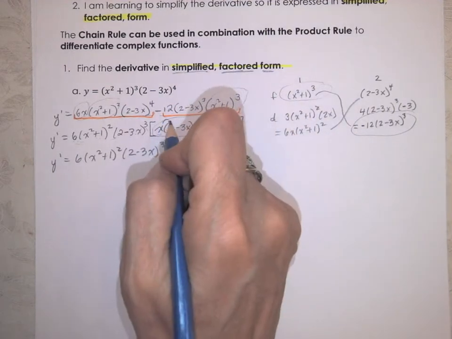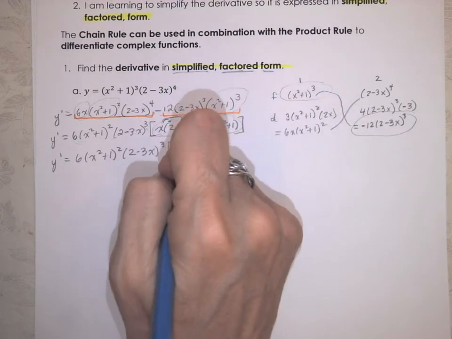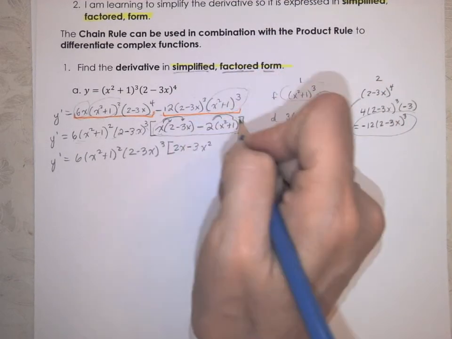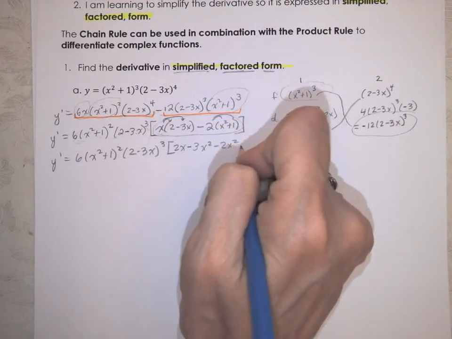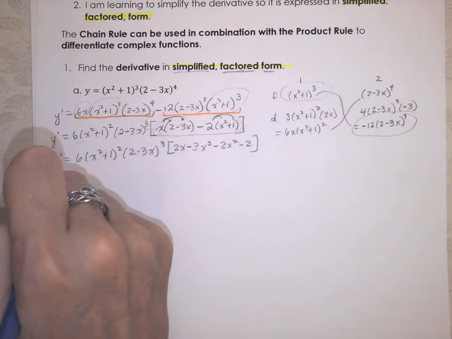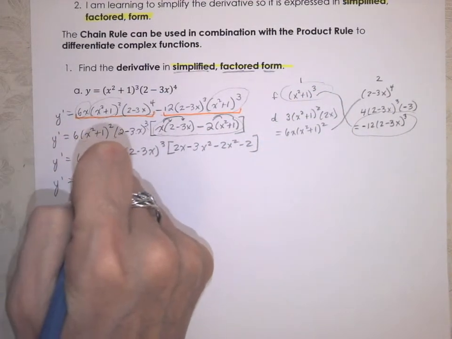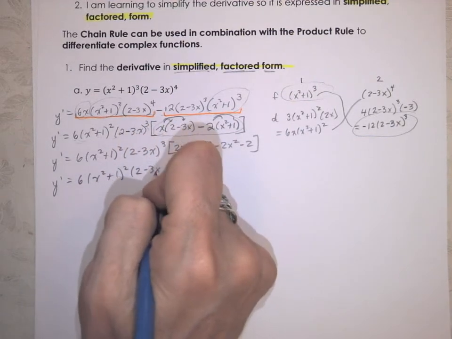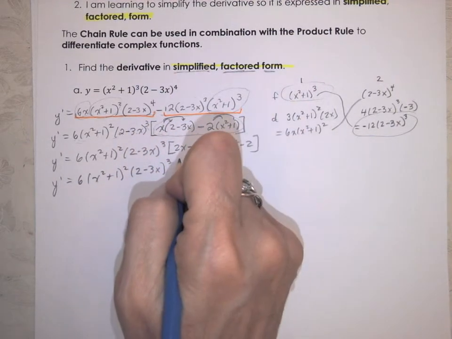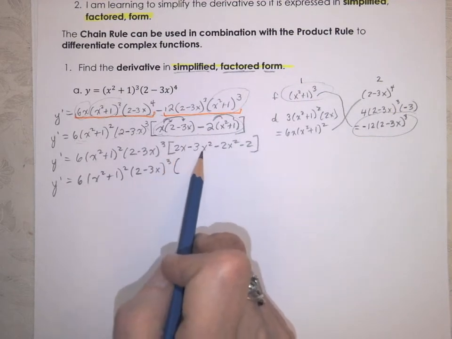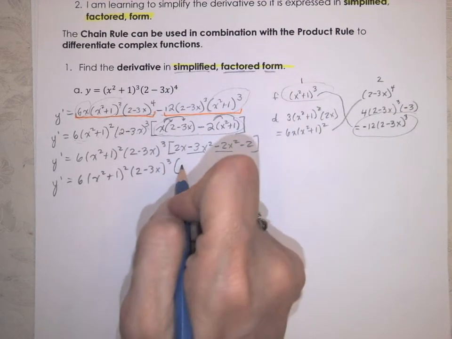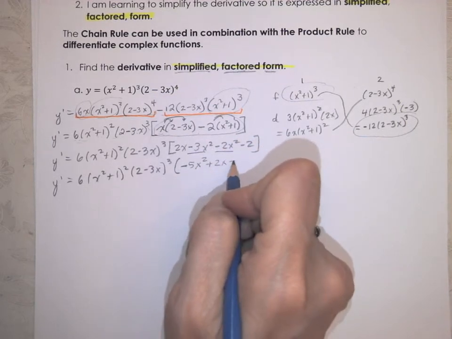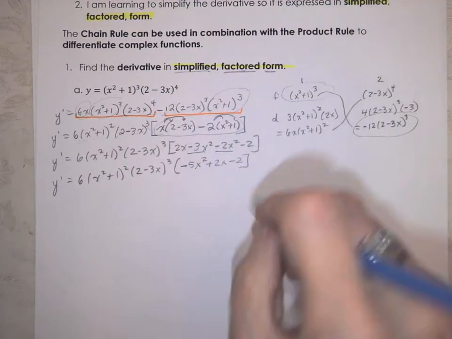And then I can distribute here. So 2x minus 3x squared, and I can distribute there as well, minus 2x squared minus 2. And then in here, so I'm going to collect my like terms: negative 5x squared plus 2x minus 2.